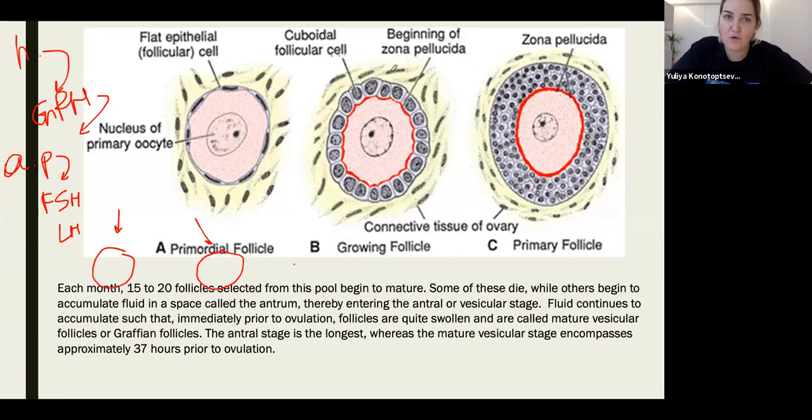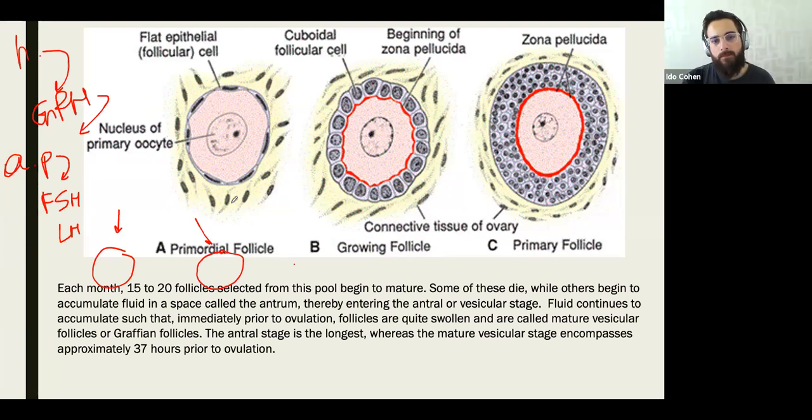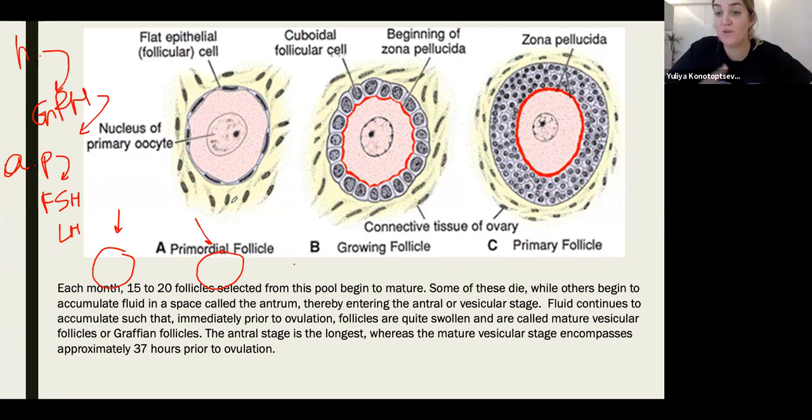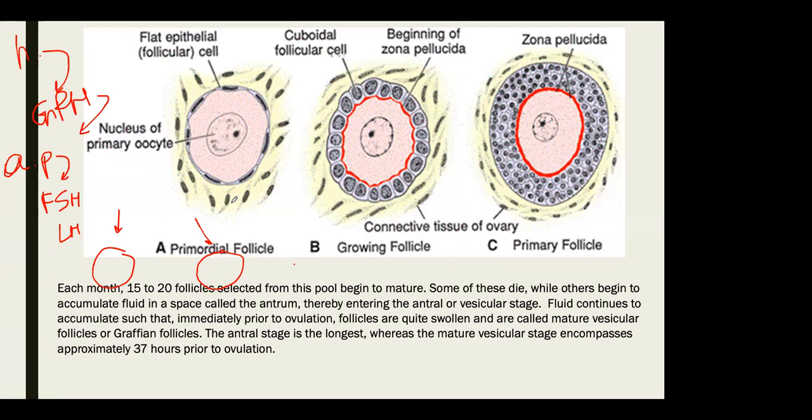Every month out of these 40,000, we choose how many? 15 to 20. And how many of them will mature? How many of them will ovulate? Only one. But don't forget, it can be 2.